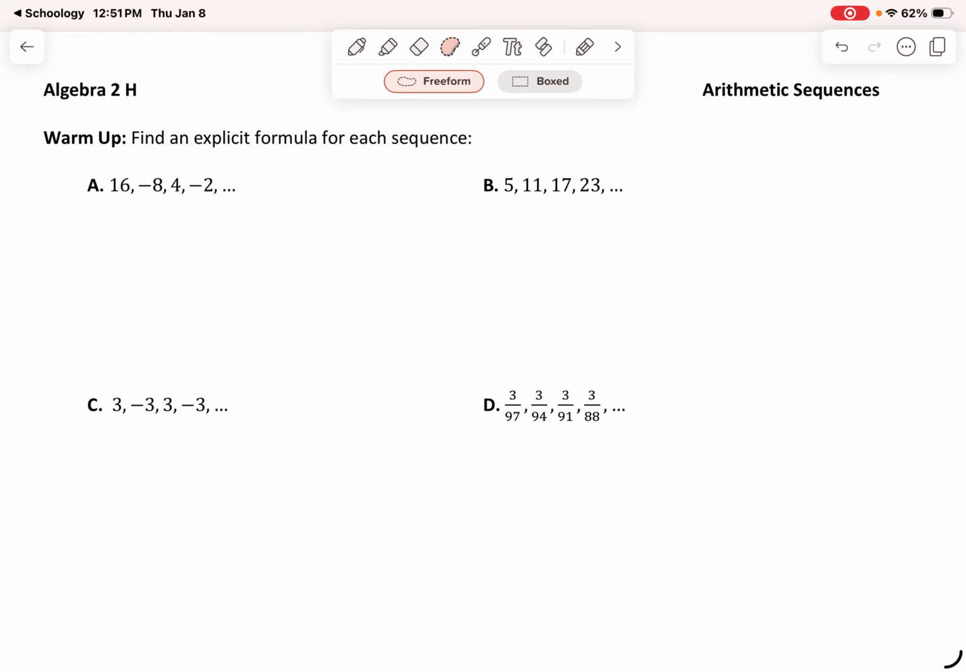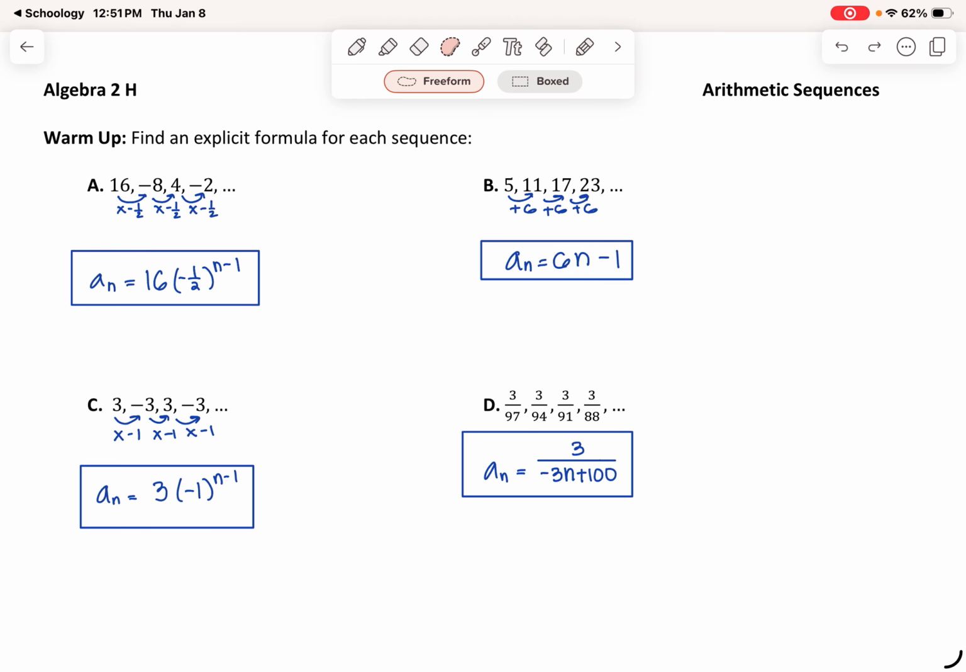So go ahead and pause the video, try these four, do the best that you can, and then come back and you can see how you did. All right, so here are your rules or your formulas.